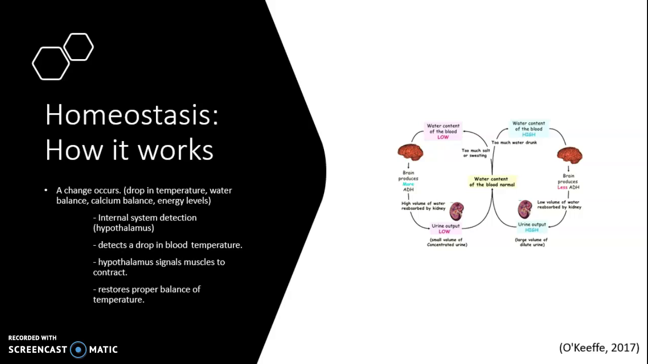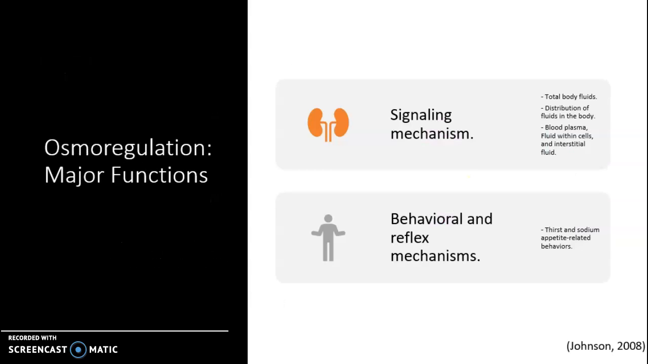And also, we can look at temperature in your body. Your internal detection system, which is the hypothalamus, detects a drop in blood temperature. Then it signals your muscles to contract to retain that heat and tries to restore the temperature back to the proper balance. So osmoregulation's major function is as a signaling mechanism. You have total body fluids, distribution of fluids in the body, blood plasma, and fluid within cells, which are a few examples of the different signaling it's going to look for. It's also a behavioral and reflexive mechanism, so thirst and sodium appetite related behaviors.